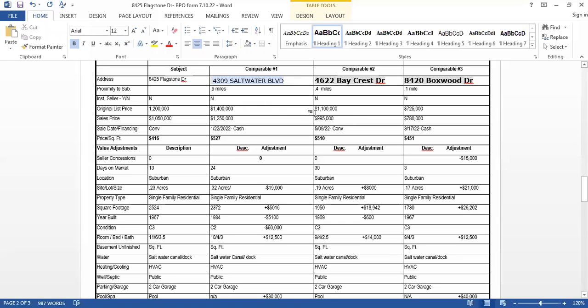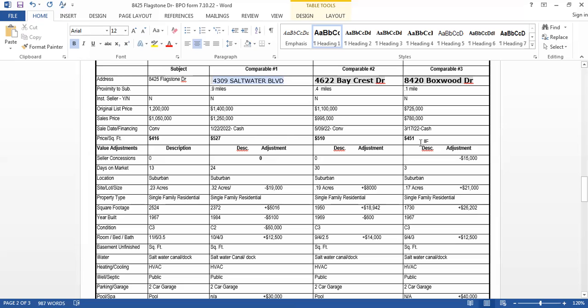And so I'm looking at these comparables. This one was listed at 1.4 million, but it sold at 1.25 million. It's a mile away. This is a great comparable rate. This one was listed at 1.1 million, but it ended up selling at 995,000. Now, just under this, you'll see the date that it sold, and if it was cash, conventional, FHA, whatever the case may be, obviously on a big one like this, not FHA. This is price per square foot.